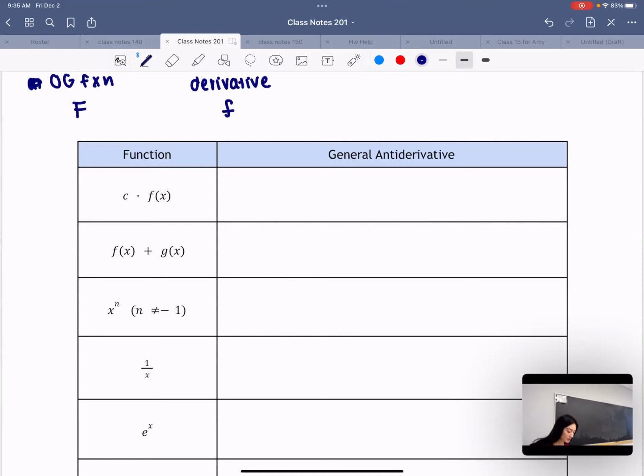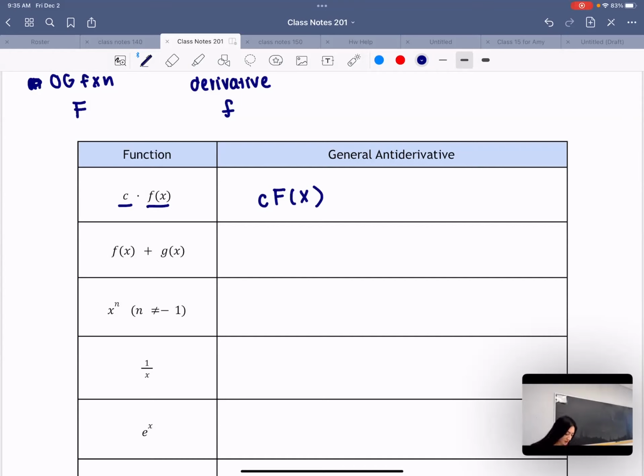Okay. So let's say I wanted to find the antiderivative of some sort of multiple, so 2, 4, 6, c times the derivative f, okay? What do you think the antiderivative would be? Yeah, c times big F of x, okay? So any constant multiplied by a function just gets multiplied through. So you don't have to worry about multiples of something. Also, for the first two, don't worry about plus c. These are just general rules, okay?